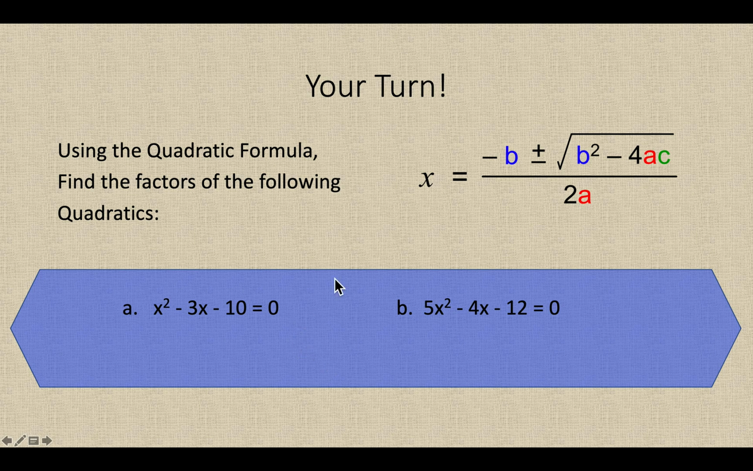And let me give you a hint and say, our a here is 1, our b here is negative 3. So make sure you carry the sign, negative 10 for c, carry the sign with the number, and plug those in and see if you can solve for x in both of these cases. When you have something, come back to me.